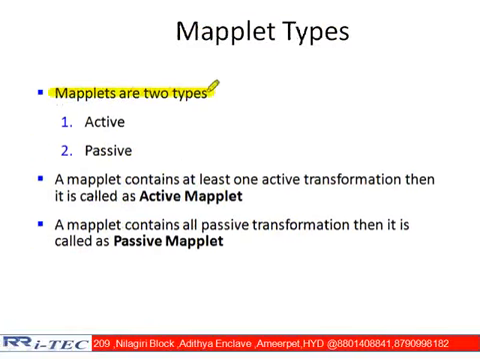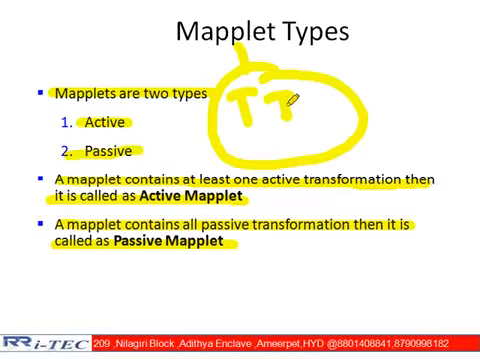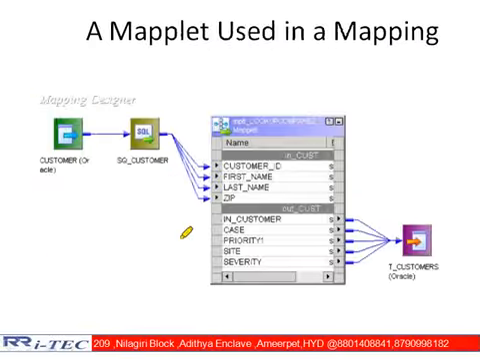Now maplets are of two types. Number one is called an active maplet. Number two is called a passive maplet. When a maplet contains at least one active transformation, it is called an active maplet. When a maplet contains all passive transformations, it is called a passive maplet. By this time people are already aware of it. A maplet is nothing but a group of transformations. If at least one active transformation is available, it is called an active maplet. If all are passive, then it is called a passive maplet.